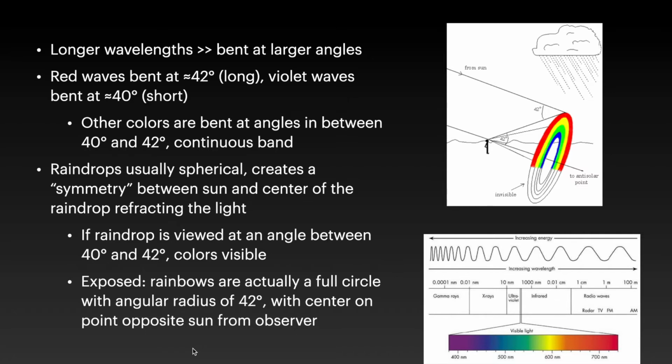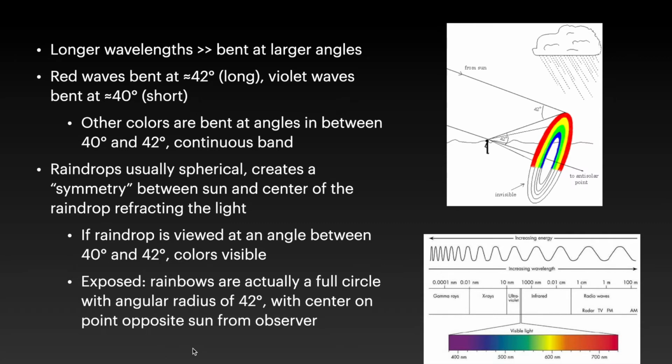All the other colors in the Roy G. Biv sequence are bent at angles in between 40 degrees and 42 degrees, hence the continuous band of color. They all fit right together. Now, the normal raindrop is in the shape of a sphere. This creates symmetry between the center of the raindrop refracting the light and the sun. If the viewing angle of the raindrop is between 40 degrees and 42 degrees, all the colors are visible.